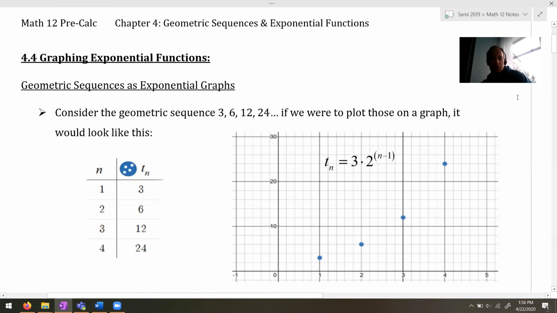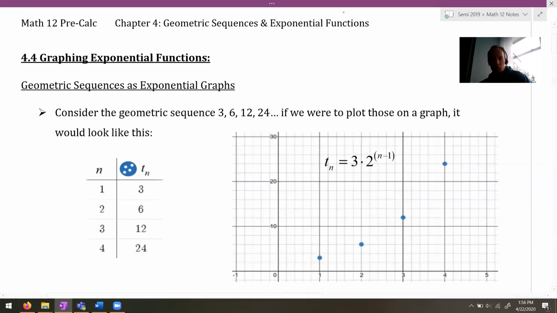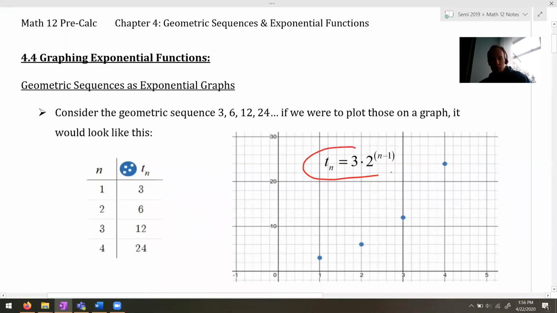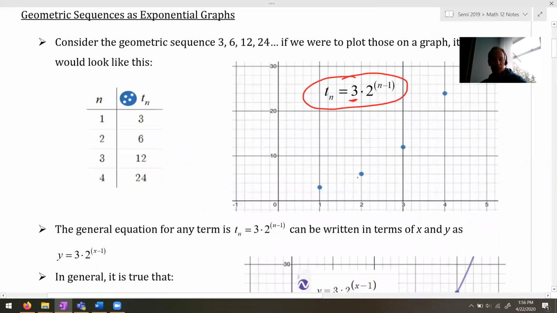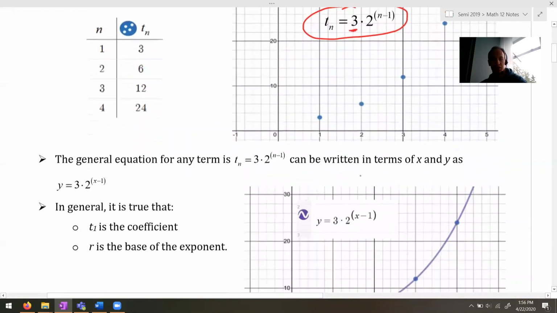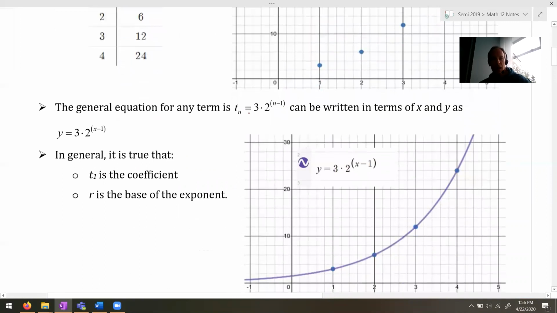So if we had a geometric sequence, 3, 6, 12, 24, and you plotted these on a graph, it would look like this. This time I actually wrote down the general equation for any term. So the first term is 3, and then we multiply by 2, n minus 1 times. If I wanted to think of this in terms of x's and y's, which I totally could, I can convert any term like this into y equals 3 times 2 to the x minus 1. So instead of t n, I'm just going to say y. Instead of n, I'm going to say x.